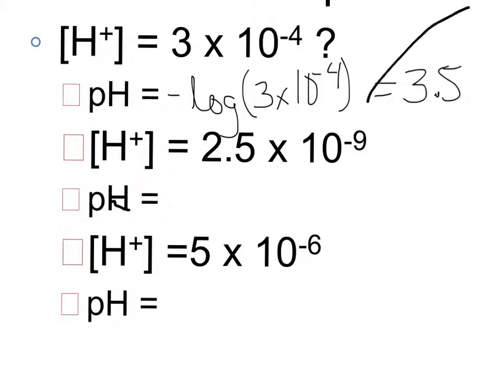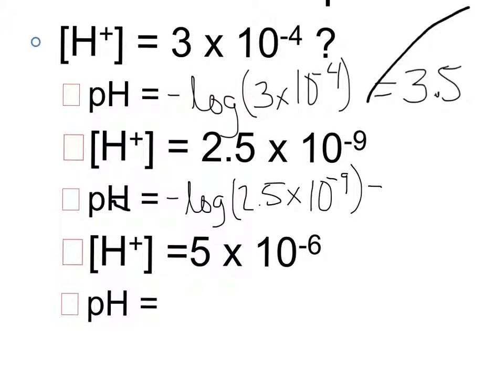So you're going to have negative log of 2.5 times 10 to the negative 9. Again, I would enter this in by hitting the little negative symbol, then log, and then 2.5 second EE negative 9 and parentheses, and you'd get 8.60.